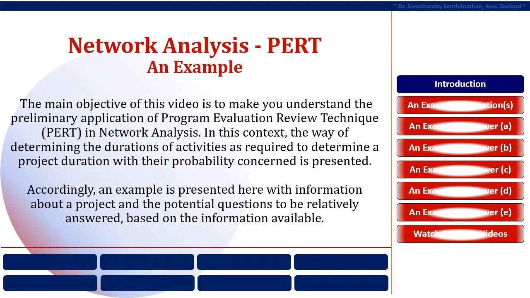The main objective of this video is to make you understand the preliminary application of Program Evaluation Review Technique, known as PERT, in network analysis. In this context, the way of determining the durations of activities as required to determine a project duration with their probability concerned is presented. Accordingly, an example is presented here with information about a project and the potential questions to be relatively answered based on the information available.